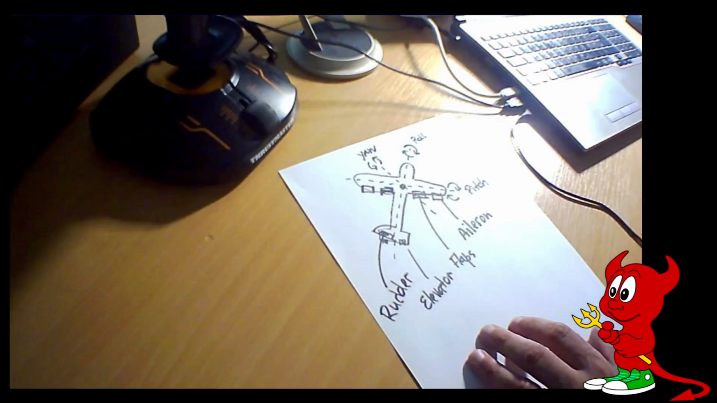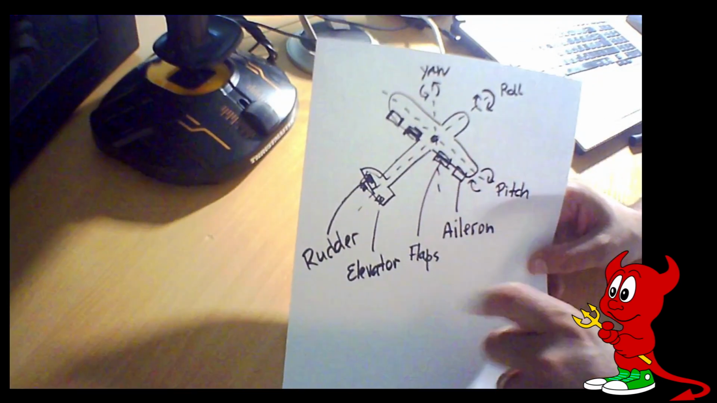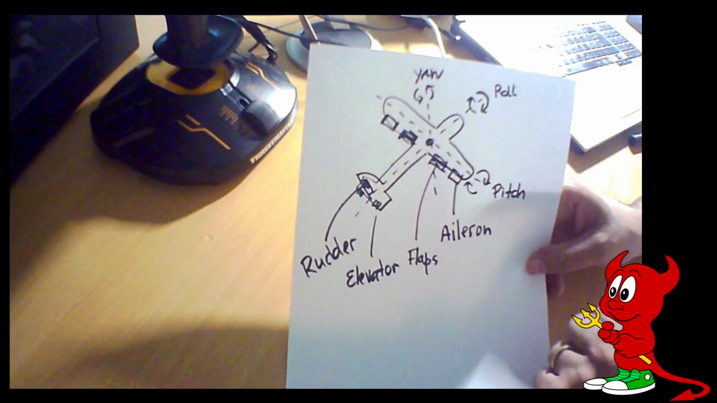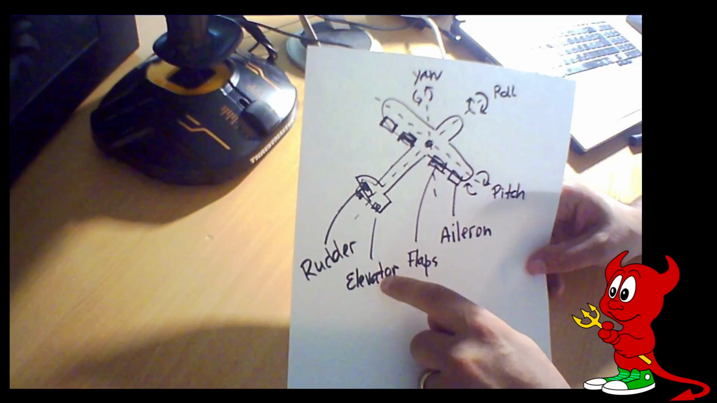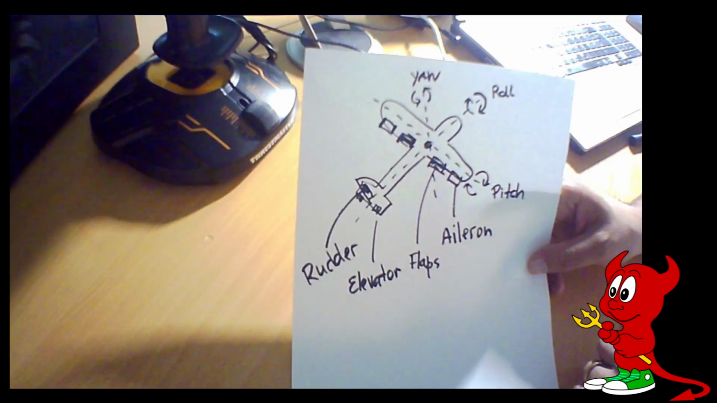Okay, so those are all elements that we need to know in order to control the airplane. The rudder, that will give the yaw, the elevator, which is going to give the pitch, and the aileron, which is going to give the roll.